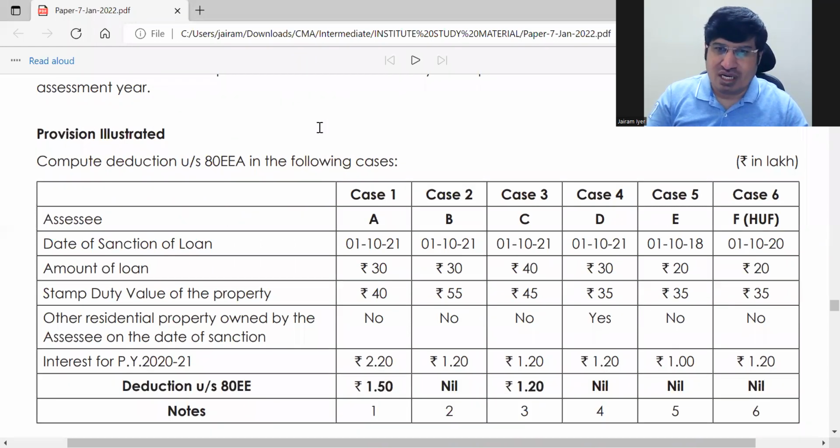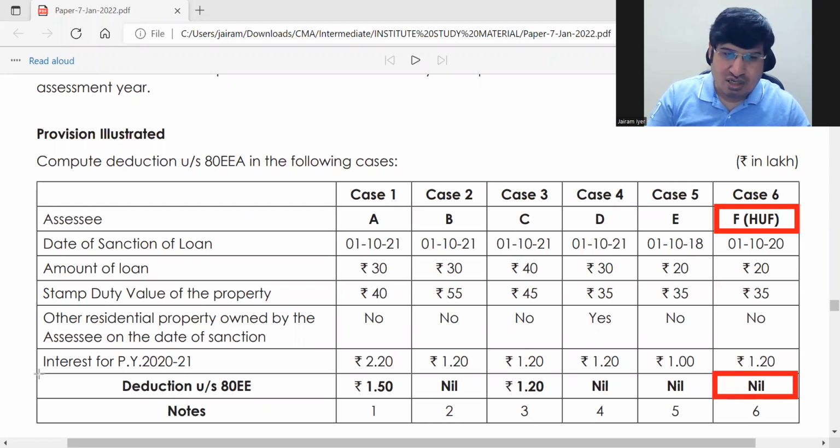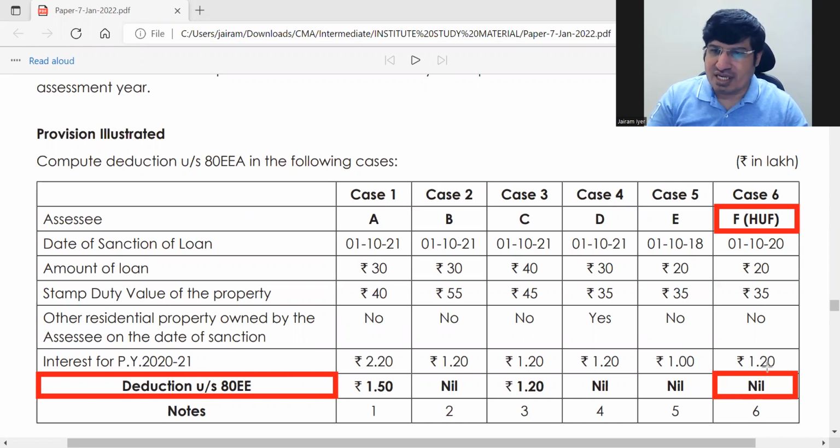Again, this is only for an individual, correct? And the last one is HUF. So that's why this is 0 here. This is your deduction under 80EE. It is 0 here because it is HUF. And for E, you can see the date of sanction of loan here. It doesn't start from 1/4/2019, it is prior to that. So which is why this is straight away nil. These two are nil straight away.